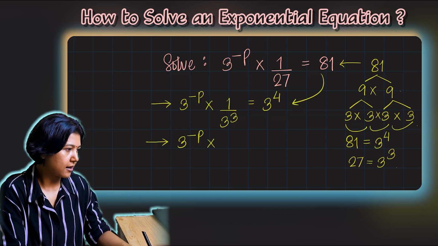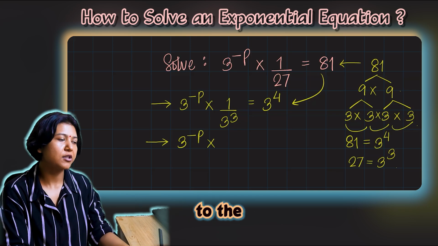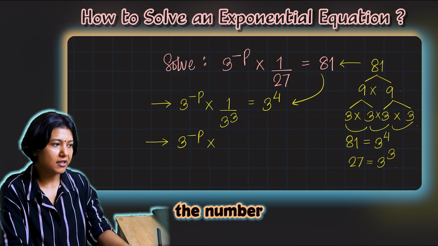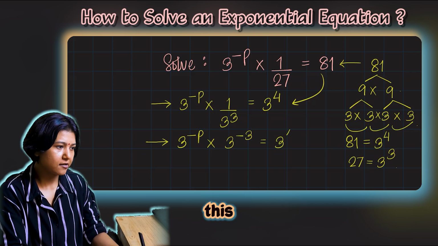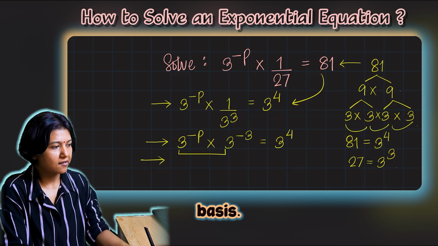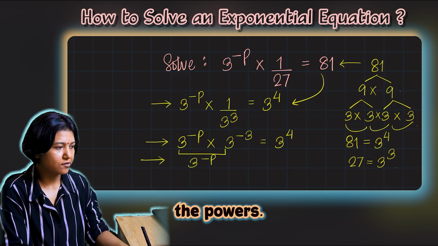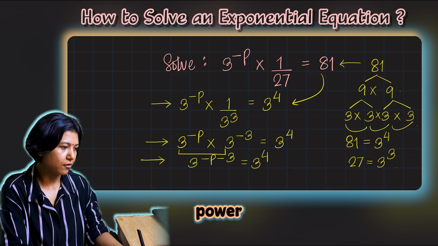Now, when the power is at the bottom, you can flip the number. So 1 by 3 to the power of 3 basically means you can flip it to 3 to the power of negative 3 over 1 and make the power opposite. Why did we do this? Now we should be able to use the law of exponents. Two same bases being multiplied, we add the powers, so minus p minus 3 is the sum, and 3 to the power of 4.